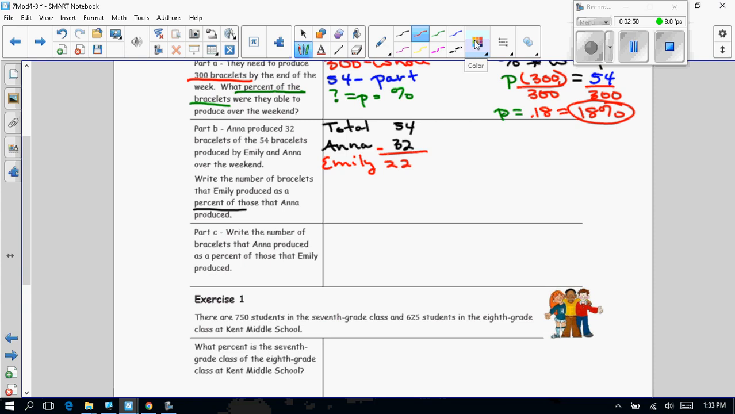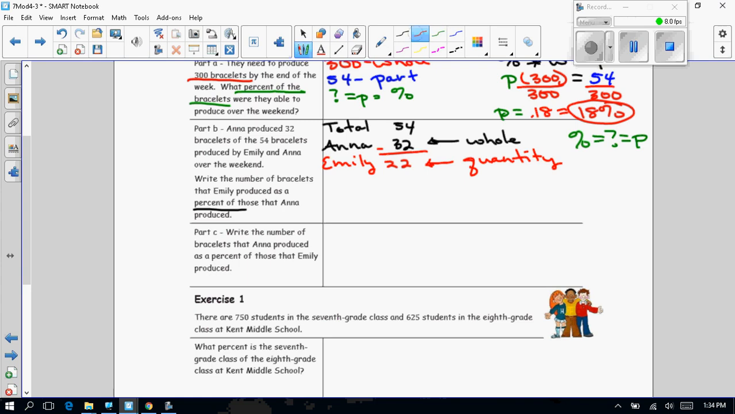Okay, so we're going to set this up pretty much the same way, but we're going to make one slight change. Emily here, instead of being the part, is now a quantity. And Anna, this one here, represents the whole. And again, we don't know the percent, so I'll use the letter P for percent. This looks very similar to our formula before, but instead of part, we now have quantity because the 22 is not part of the whole.